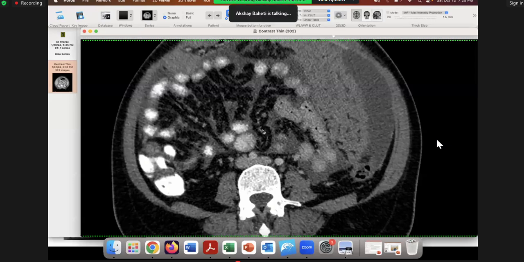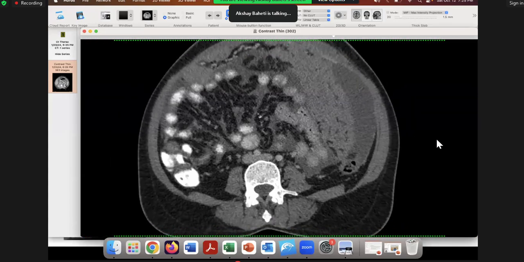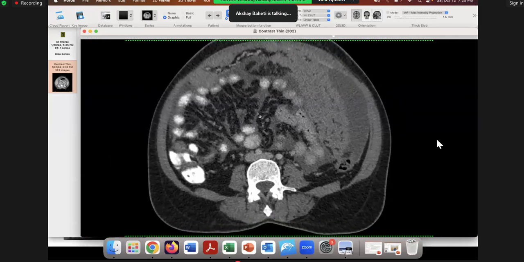So you have to go a little more in granularity when you report such cases, because once you see that there's a lot of mesenteric involvement, then it's inoperable. They cannot operate this.